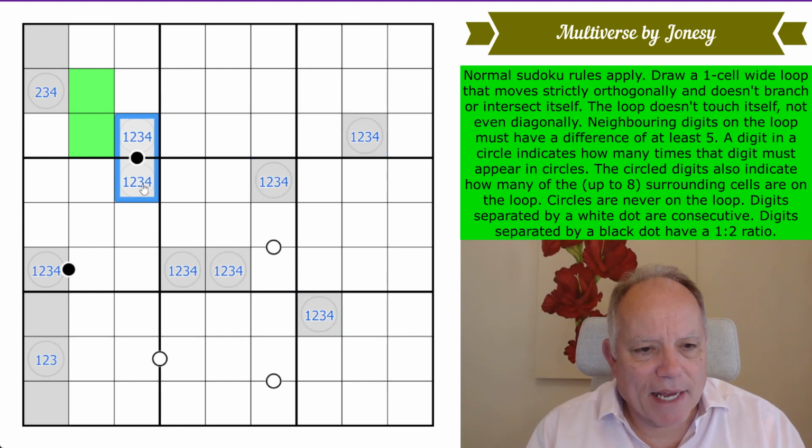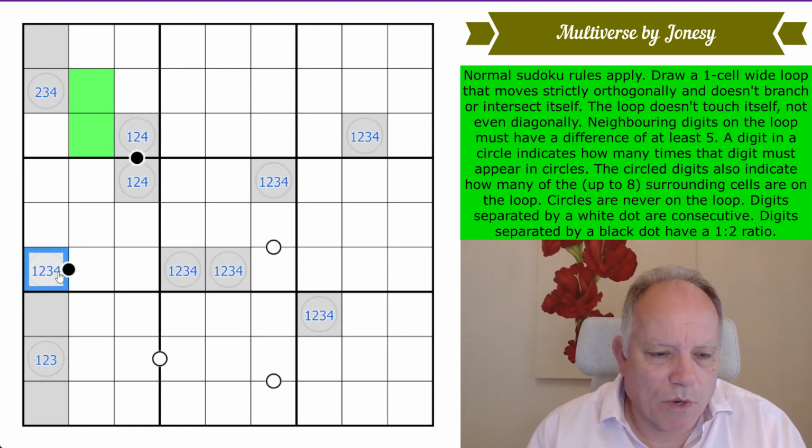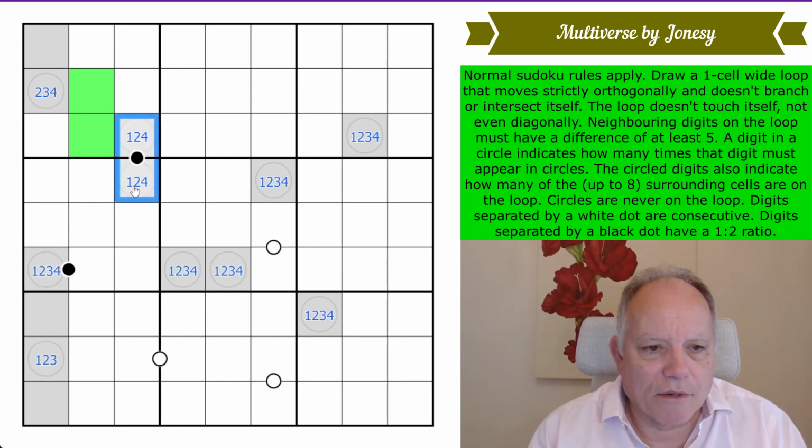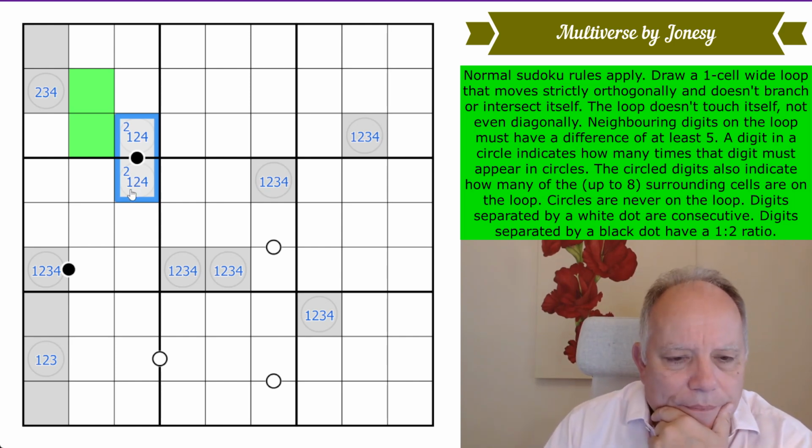And this black dot double circle doesn't contain a 3. This one could contain a 3 because that could be a 6 out of a circle. So there is definitely a 2 in that pair of cells because it's either a 1 2 pair for the black dot or a 2 4 pair.